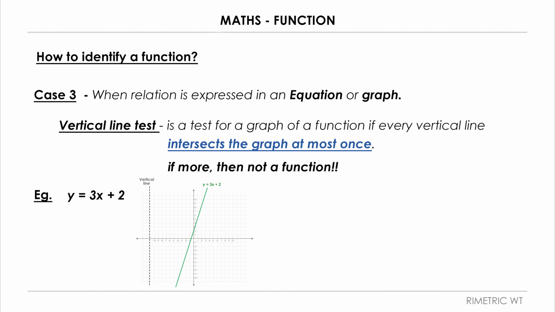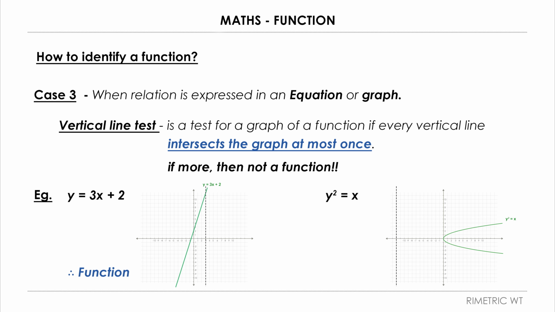As we move the vertical line along the x-axis, it intersects the graph at only one point each time. Therefore, this graph represents a function. Now, let's look at the graph of y squared equals x. As shown, when we draw a vertical line through certain values of x, the line intersects the graph at 2 points. This means that a single value of x corresponds to two different values of y, which violates the definition of a function. Therefore, this graph does not represent a function.